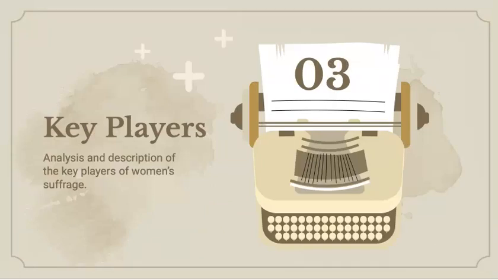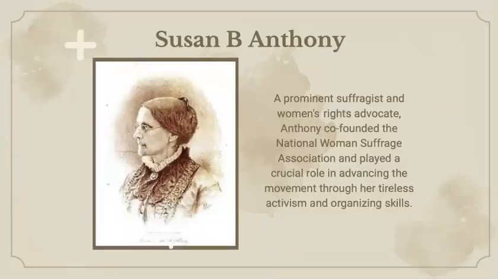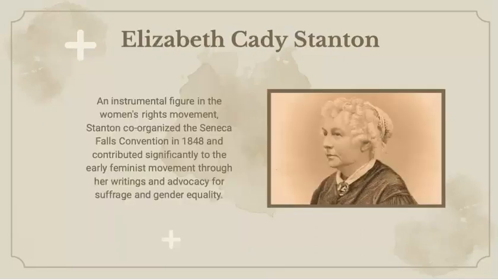The next topic that I will be on is the key players, also known as people, in women's suffrage. These will just be a few, but there were many women who led to the 19th Amendment and other women's rights. First is Susan B. Anthony, a prominent suffragist and women's rights advocate. Anthony co-founded the National Women's Suffrage Association and played a crucial role in advancing the movement through her tireless activism and organizing skills. Next is Elizabeth Cady Stanton.